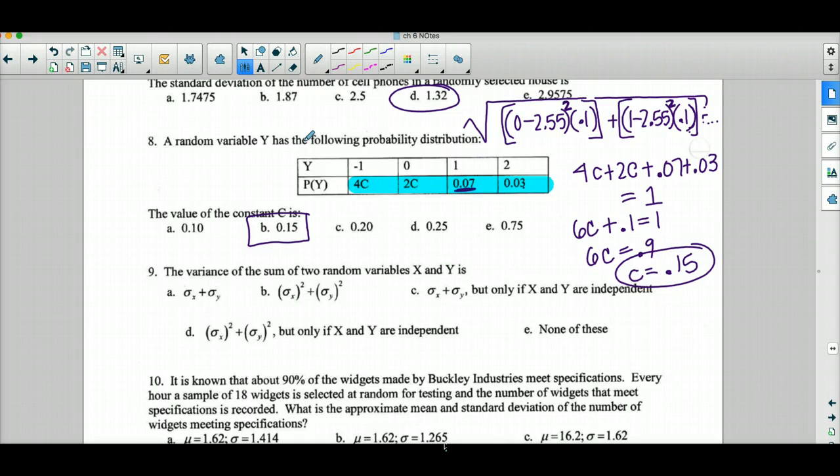These two added together gave me the 0.1. I added those together and they gave me 0.1. Then I subtracted it and divided it. All right, take a look at this next one.